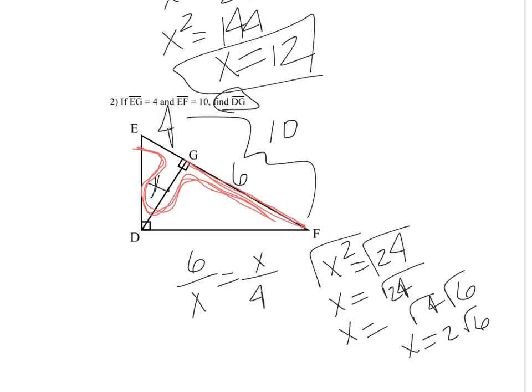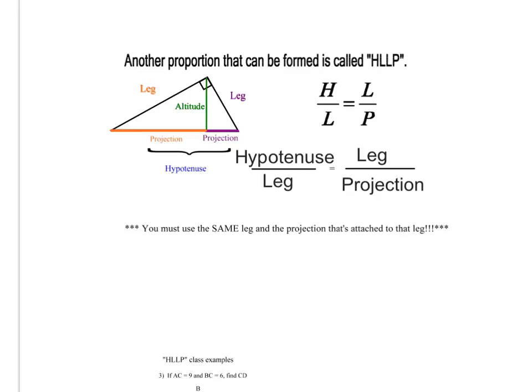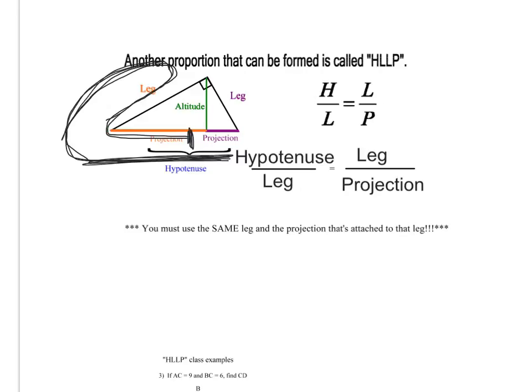There's actually another proportion in special right triangles drawn with altitudes to the hypotenuse, and this is what we call the HLLP proportion. So it's going to be hypotenuse over leg equals leg over projection. Now this is rather interesting for several reasons. First of all, I'm going to do the hypotenuse over the leg equals the leg over the projection. And this is exactly how I would draw this in. It's the entire hypotenuse, which is this piece, over the leg equals the leg, the same leg, over the projection.